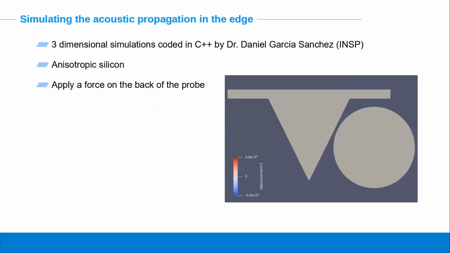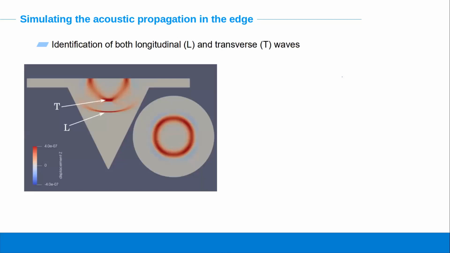Okay. And so such propagation can also be investigated numerically. We have worked with one of our colleagues at the NSP, Daniel Garza Sanchez. We have coded a 3-dimensional simulation of the cantilever, taking into account the anisotropic silicon of the probe, to look at the acoustic propagation. And so we can distinguish, for example, the transverse as well as the longitudinal waves propagating along the AFM probe.